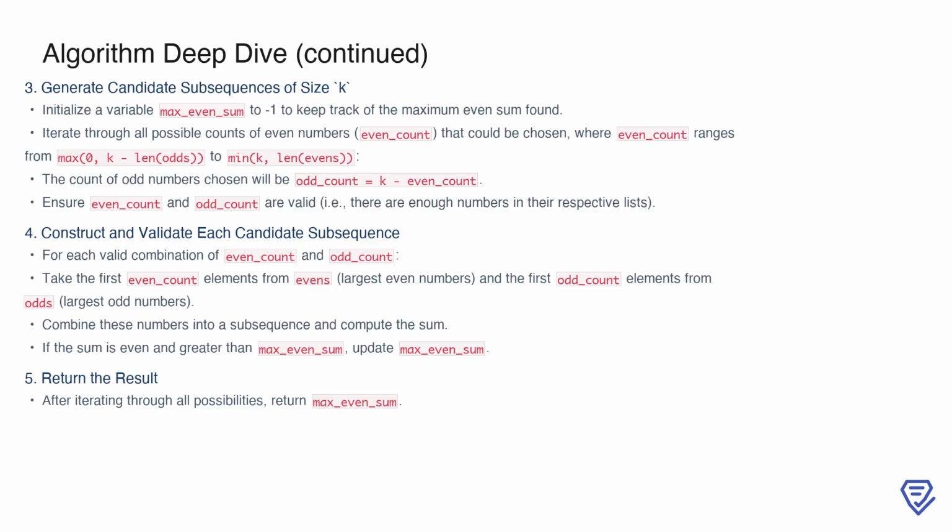We then compute the sum of this subsequence. If the sum is even and greater than the current max_even_sum, we update max_even_sum. Finally, after exploring all possibilities, we return the value of max_even_sum.